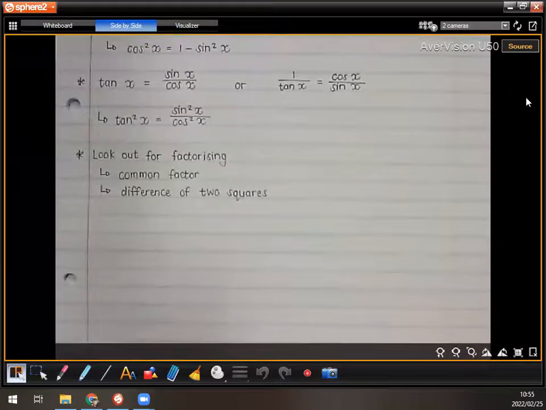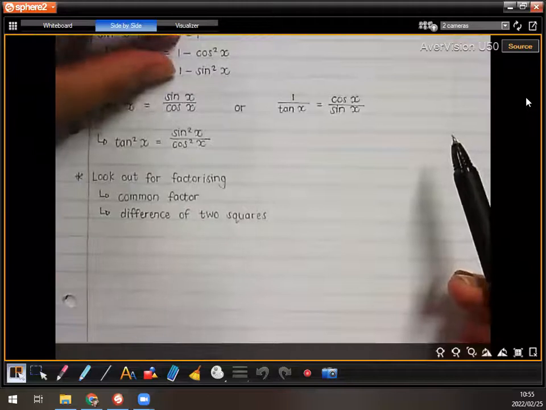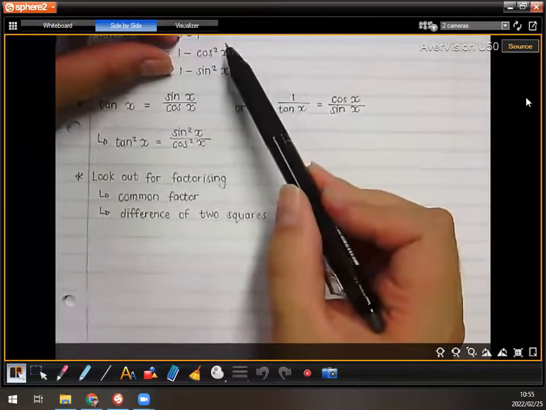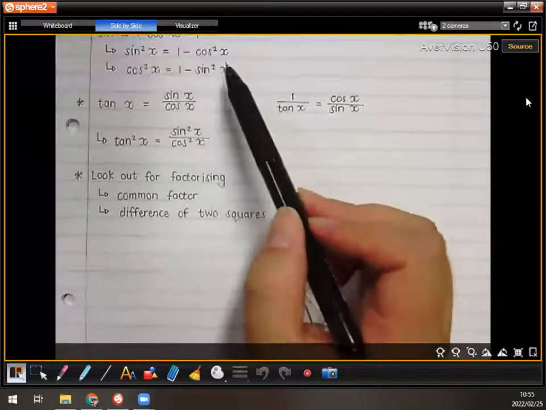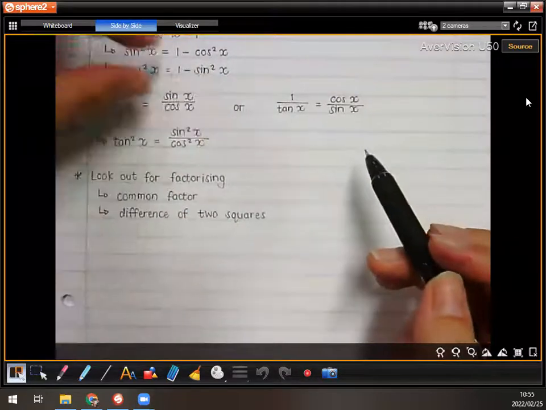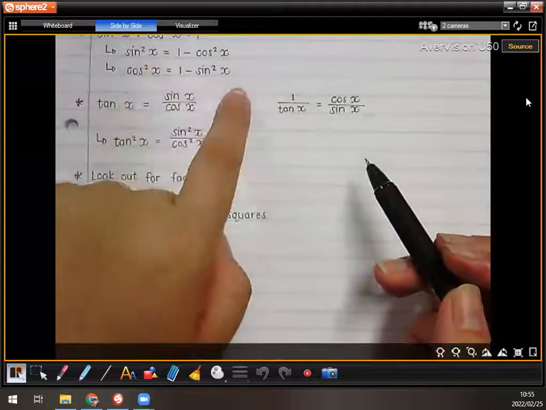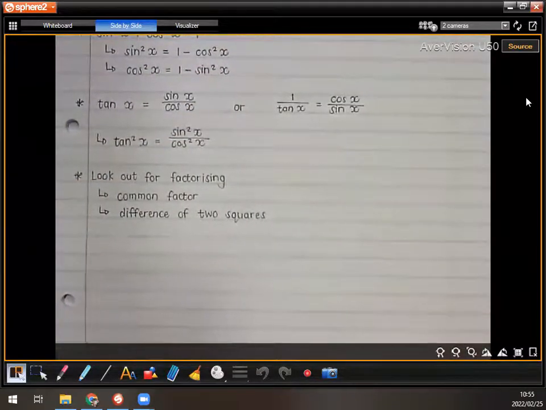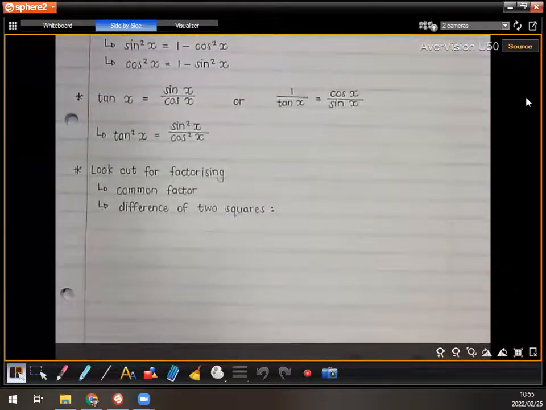Now guys, this is quite common because if you are looking at these two identities at the top, 1 minus cos squared x is actually a difference of 2 squares, and 1 minus sine squared x is also a difference of 2 squares. So often when you replace one of these, when you have a 1 minus cos squared or 1 minus sine squared, you then have to factorize that as a difference of 2 squares. I'm going to write those down as examples on the side.